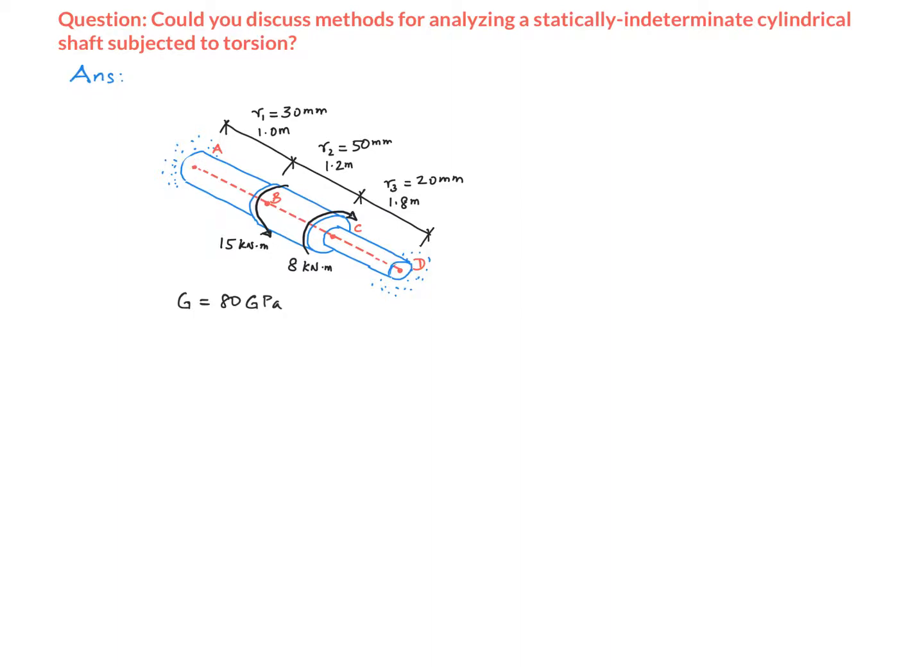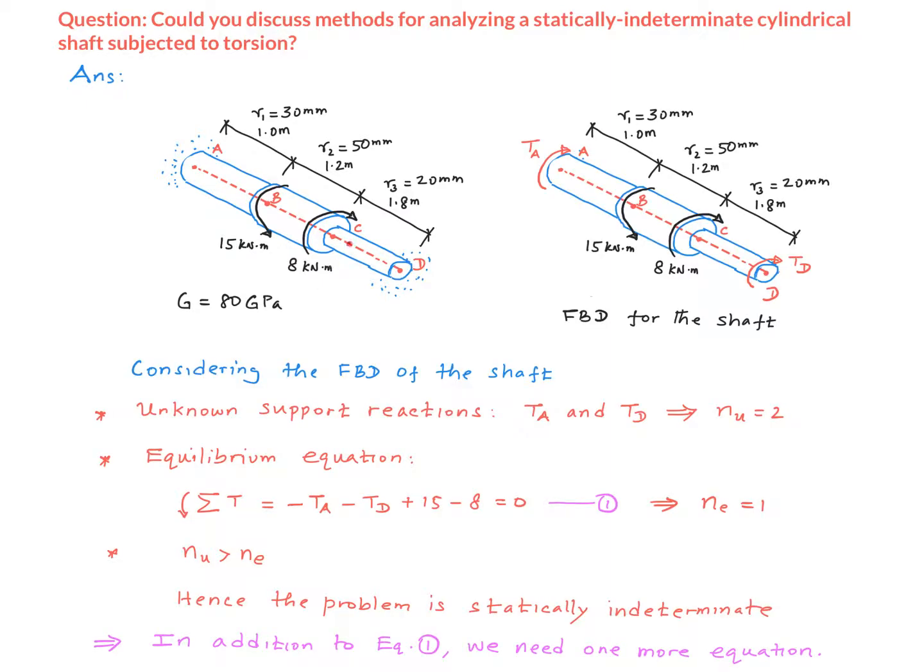In this example, the shear modulus is constant throughout, but in general, even that could vary from segment to segment. So why is this a statically indeterminate problem? So how do we answer that question? The first thing we do is we cut the shaft out of the supports and complete the free body diagram by marking the support reactions, right?